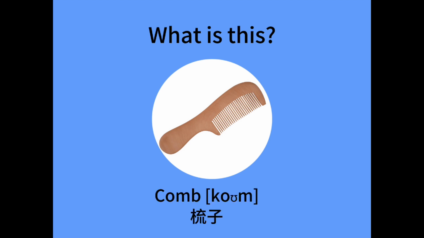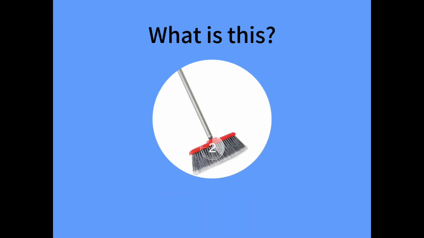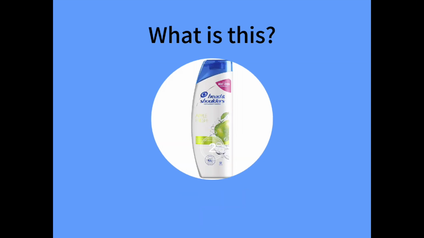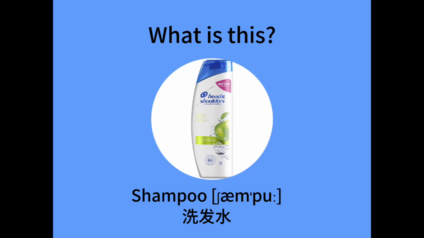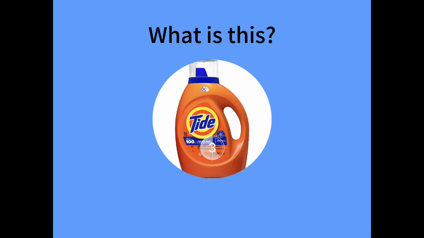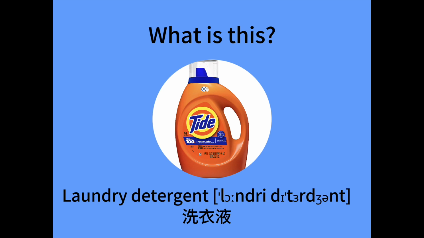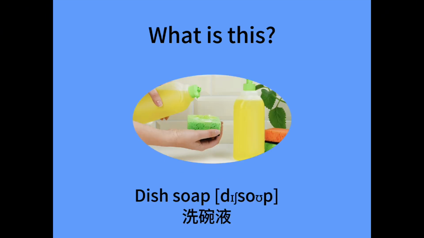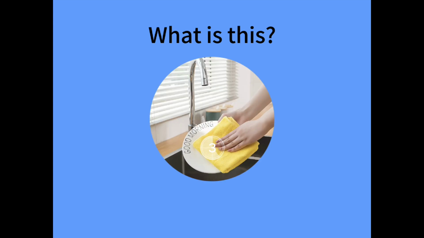What is this? Comb. What is this? Broom. What is this? Mop. What is this? Shampoo. What is this? Laundry detergent. What is this? Dish soap.